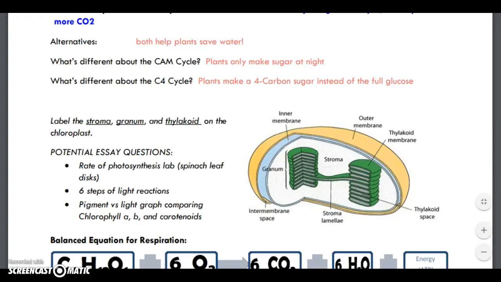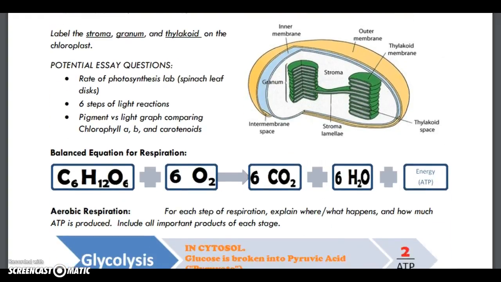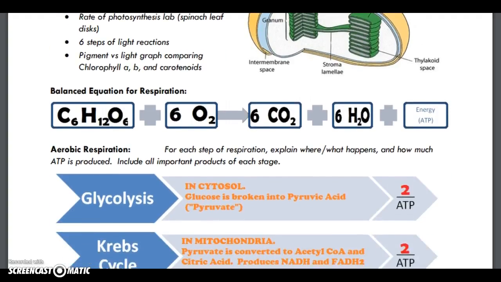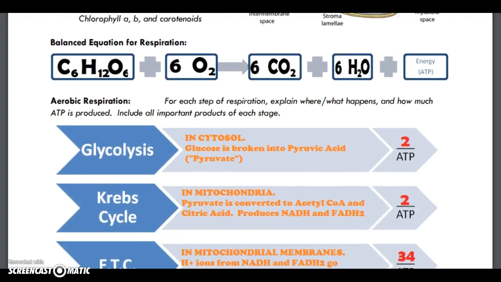As far as those essay questions, as long as you remember the photosynthesis lab, the spinach leaf lab, and the fact that it took a little while, it depended on the amount of light available, and that they floated because oxygen was produced, you'll be fine there. The 6 steps of the light reactions we just went over, and then we talked about chlorophyll A, B, and carotenoids, and the reason that there are so many pigments is to extend that growing season. So let's move on and talk about respiration now.